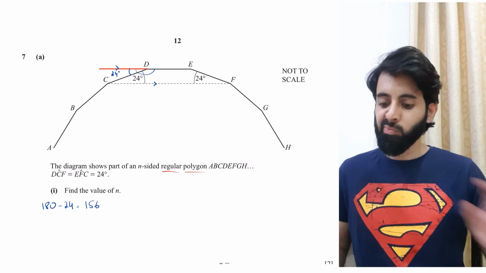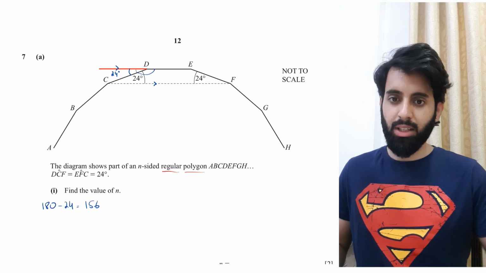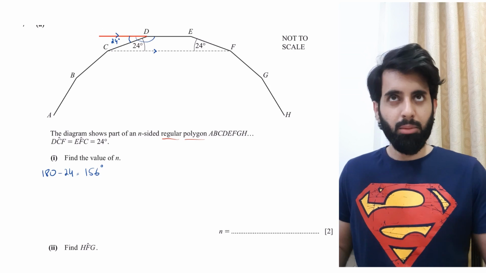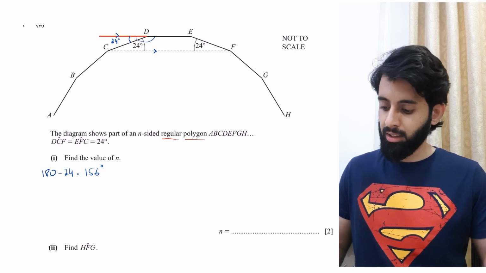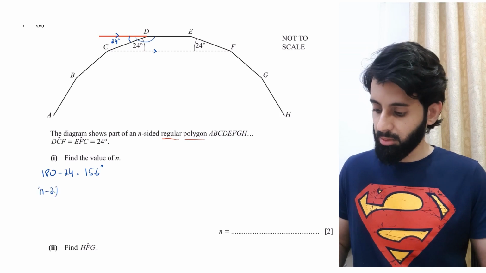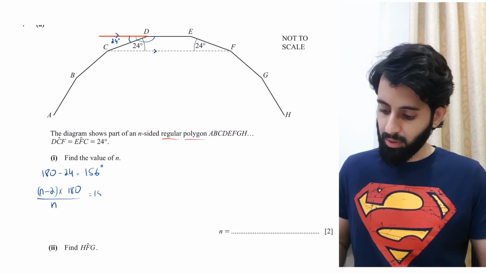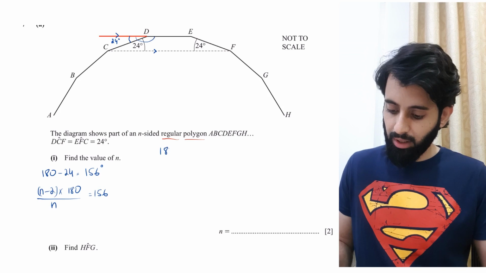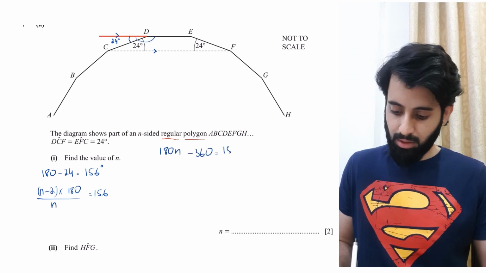So basically, here's what we're doing. We're looking for a regular polygon which has each interior angle equal to 156 degrees. Okay, so is there a formula for that? There is. The formula is that each interior angle is equal to (n minus 2) times 180 upon n, which is equal to 156. Now since this is paper 2, this shouldn't be too difficult. 180n minus 360 is equal to 156n.